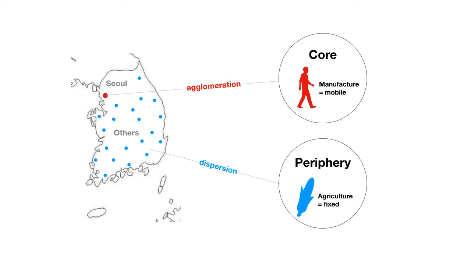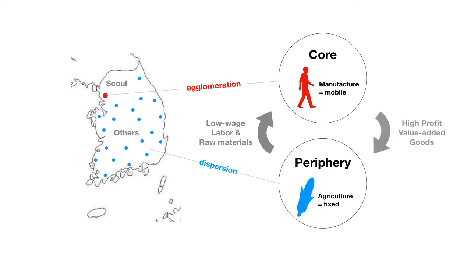The periphery, where unskilled workers in food production provide low-wage labor and raw materials like crops and vegetables to the core constantly. On the other hand, the core, where skilled workers in the manufacturing firms provide high-value-added goods to the periphery with increased value. The skilled workers have the possibility to change their location, which is not possible for the unskilled workers because agricultural land is immobile.